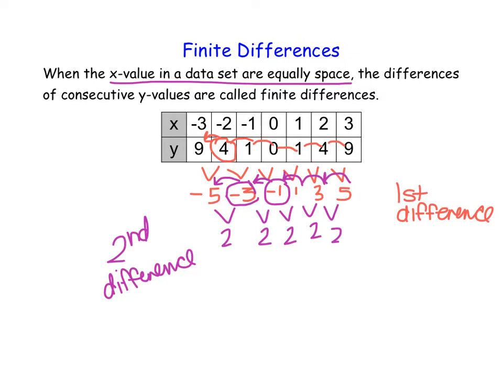So this is telling us that we have a quadratic or a parabola graph, and we'll talk about that pattern on the next slide. But the important thing here is that you understand what a finite difference is. It's when we're looking at the y values, when our x values are consecutive, and we're finding the differences between those y values and looking at the patterns that result.